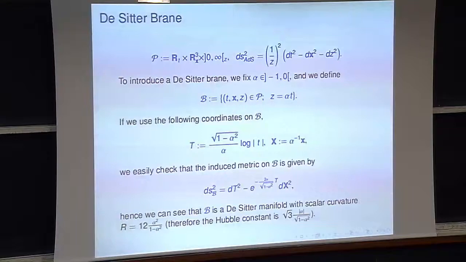I define this new time coordinate, and it is easy to see that the induced metric on the brane is given by this expression, and this is exactly the de-Sitter metric.